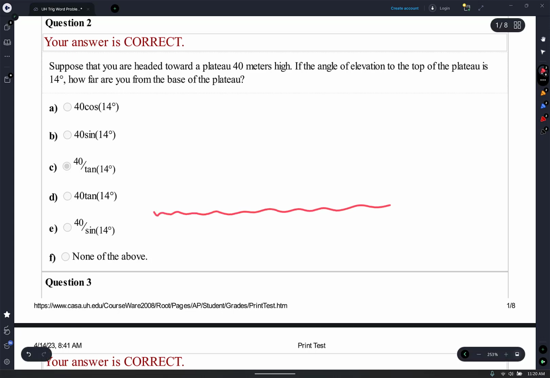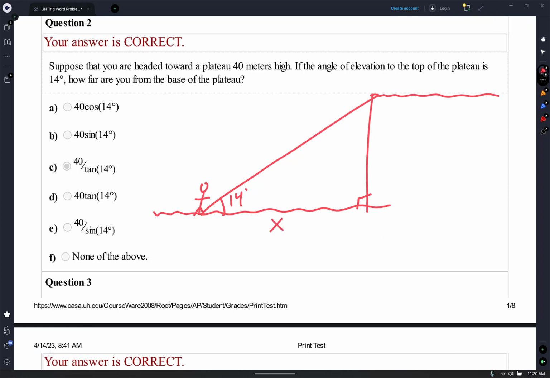Here's the ground. Plateau is just a cliff. There it is. There's my plateau, 90 degrees to the ground. Here is where you are at. And it says the angle of elevation to the top of the plateau is 14 degrees. So not to scale, this is 14 degrees. How far are you from the base of the plateau? So they want to know that distance there. So again, by the way, this time they tell you that the plateau is 40 meters high. So this is 40. So SOHCAHTOA again.